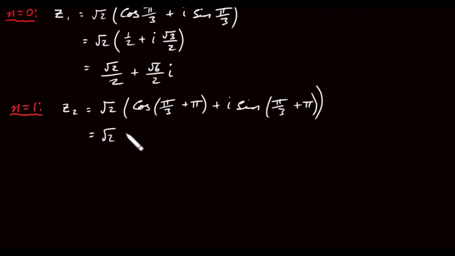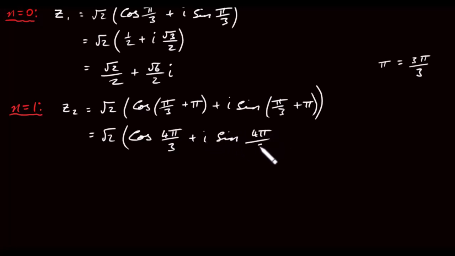So you have a root 2 here. Now here we've really got cos pi over 3 plus pi. And remember, pi can be just written as 3 pi over 3. 3's will cancel here, just give me pi. So I have 3 pi over 3 plus 1 pi over 3, so that's just 4 pi over 3. Plus I sine 4 pi over 3 here as well. Okay, so let's just convert that to rectangular form.